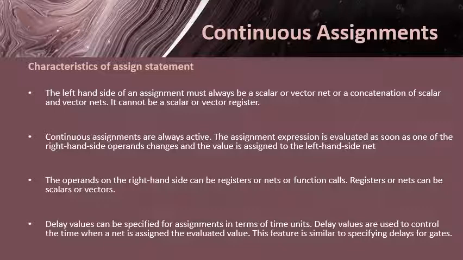The left hand side of an assignment must always be a scalar or vector net or a concatenation of scalar and vector nets. It cannot be a scalar or vector register. The important point to be noted is that it cannot be a scalar or vector register. I hope you know there are two types of data: one is wire, where wire or net is used interchangeably, and the other data type is register.